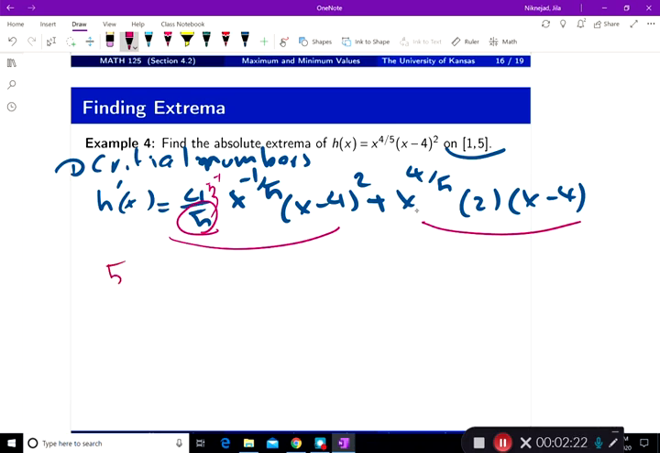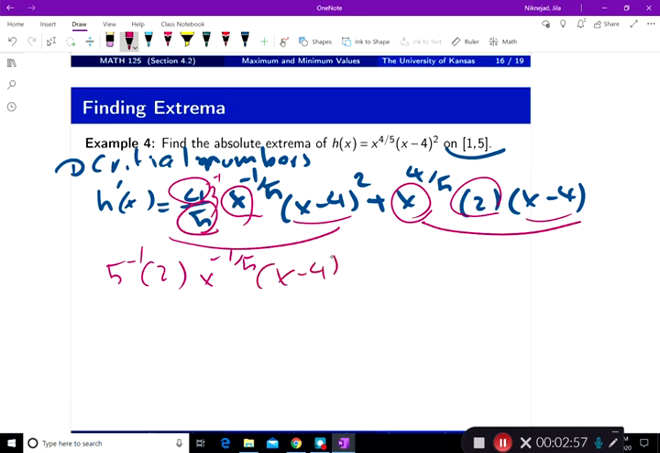There's no 5 over here, so 5 to the power 0 there, and 5 to the power -1 is the lowest exponent you get for factor 5. For 4, which is 2 to the power 2, and 2, which is 2 to the power 1, I factor a 2. That's the lowest. Between x to the power -1/5 and x to the power 4/5, x to the power -1/5 is the lowest. I factor it out. Between x minus 4 to the power 2 and x minus 4 to the power 1, x minus 4 to the power 1 is the lowest.